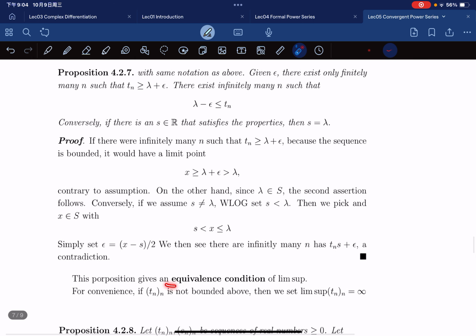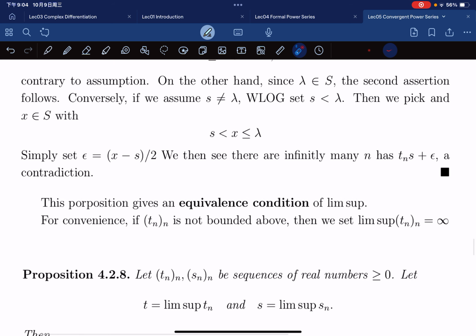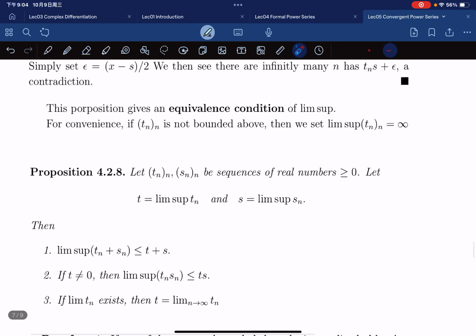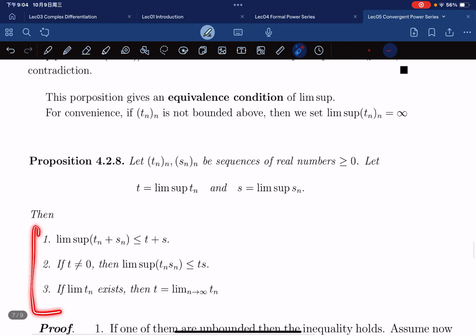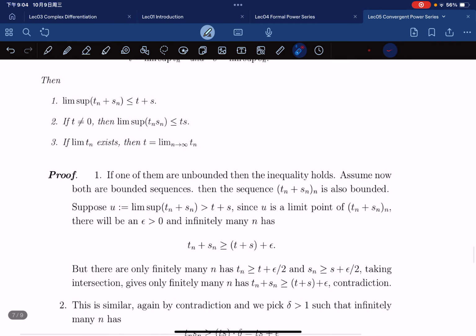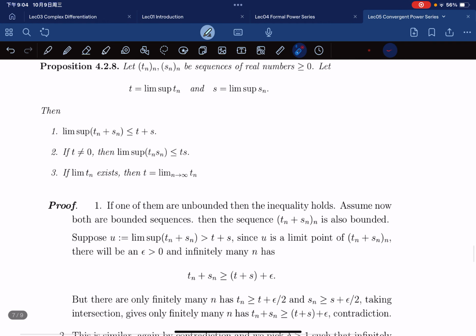So this proposition gives an equivalent condition for lim sup. For convenience, if the sequence is not bounded above, we just set the lim sup to be infinity. And we have these three theorems for two sequences of real numbers. To prove them one by one, we'll just prove the first one.